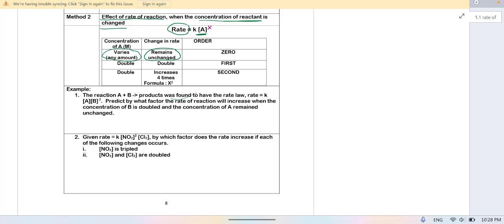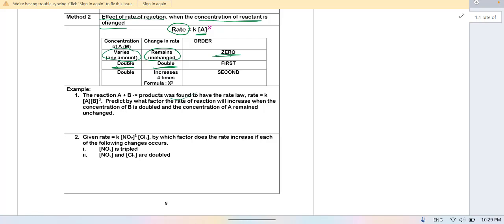So we increase concentration of A by any amount. Sama ada kita doublekan ke, kita triplekan ke concentration of A, tapi rate of reaction dia tidak berubah. So actually dia adalah zero order reaction. Okay, so if we increase concentration of A by a factor of 2, maksudnya kita doublekan concentration A. So apa berlaku dengan rate? Rate pun double.